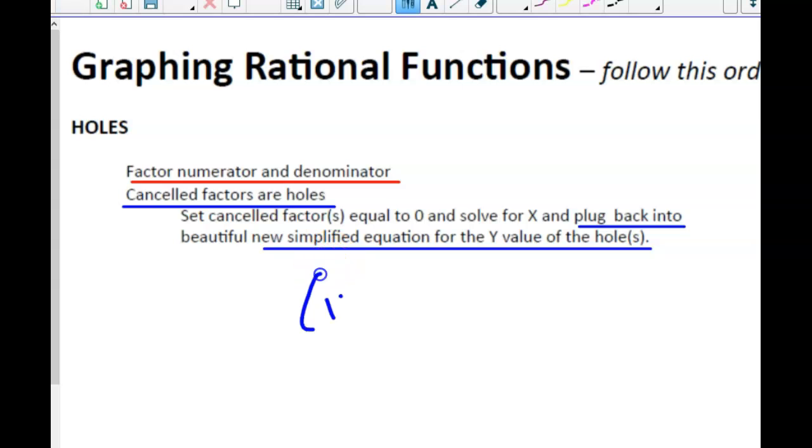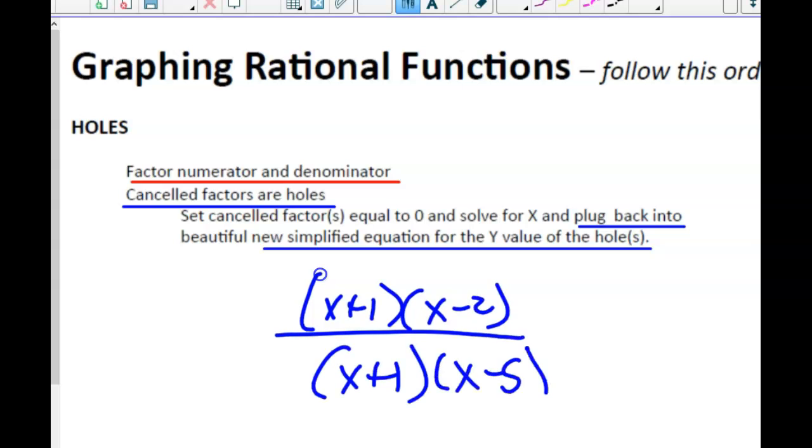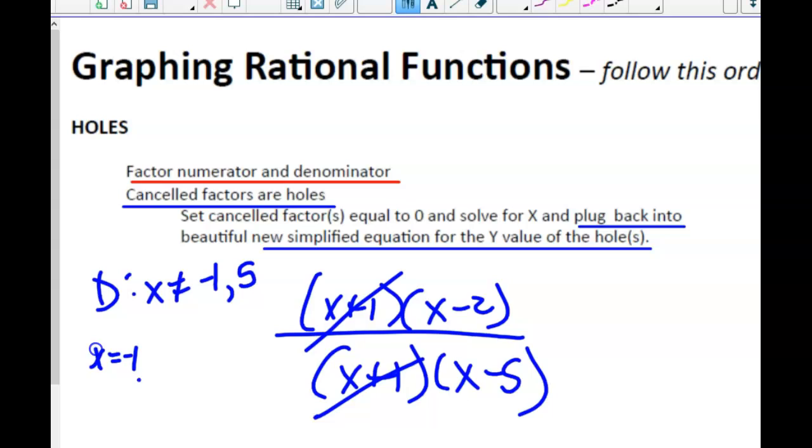So if I had this, the domain restrictions would be x cannot equal -1 or 5 because of the denominator. Everybody good? Then you would cancel this, but you would say I was able to cancel x equals -1, which means there's a hole at -1. And it says right here, set the canceled factor equal to 0 and solve for x. That's where your hole is. But then, I love this line, plug that back into the beautifully new simplified equation. That's this one, after we canceled.